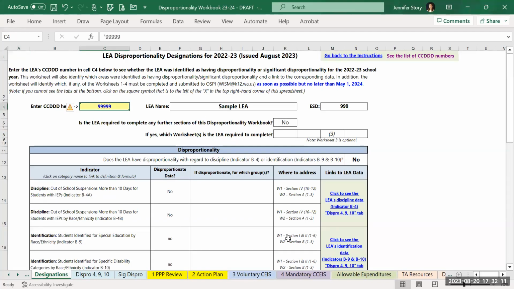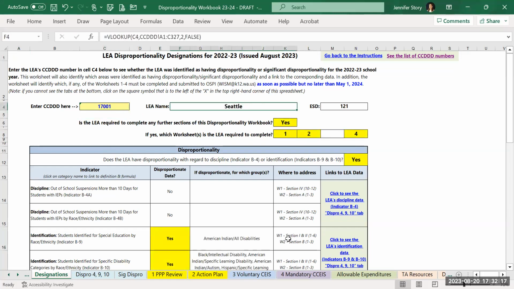So back to the Designations tab, I'm going to enter a sample district's county district number in, using Seattle as our example. The very top of the worksheet will tell the LEA if you're required to complete and submit the workbook. And if so, the due date is right here, as soon as possible, but no later than May 1st of 2024. The instructions are to complete it and email it to our WISM email address.